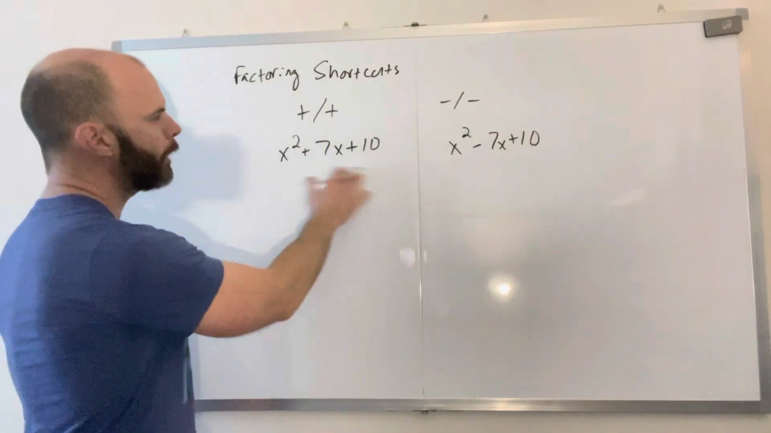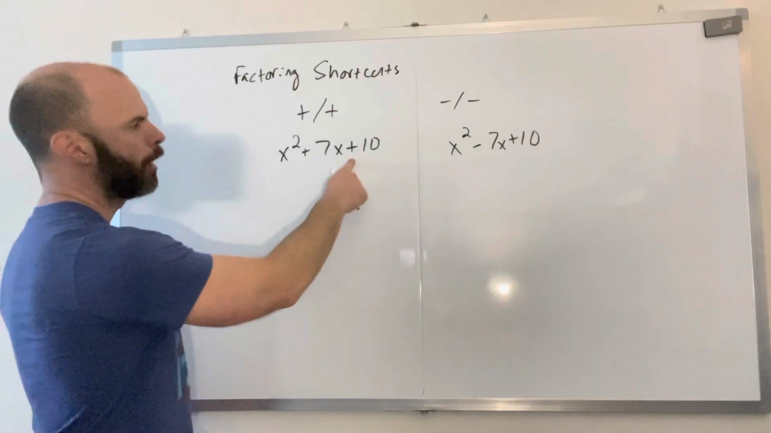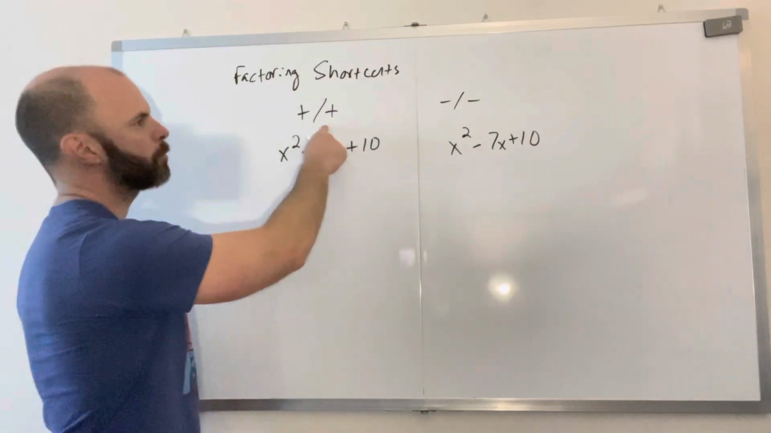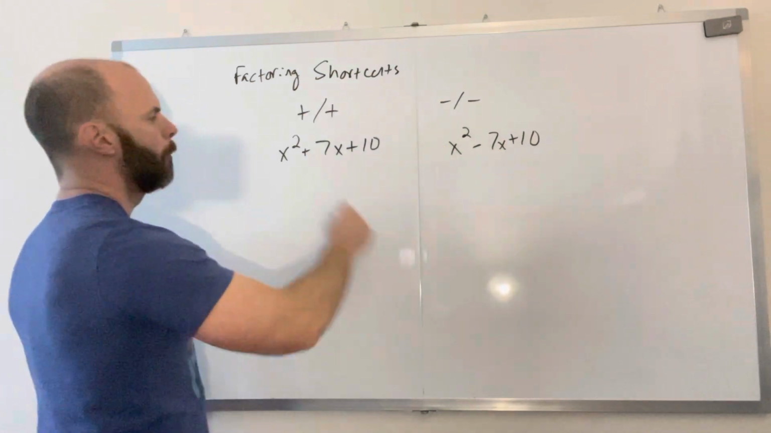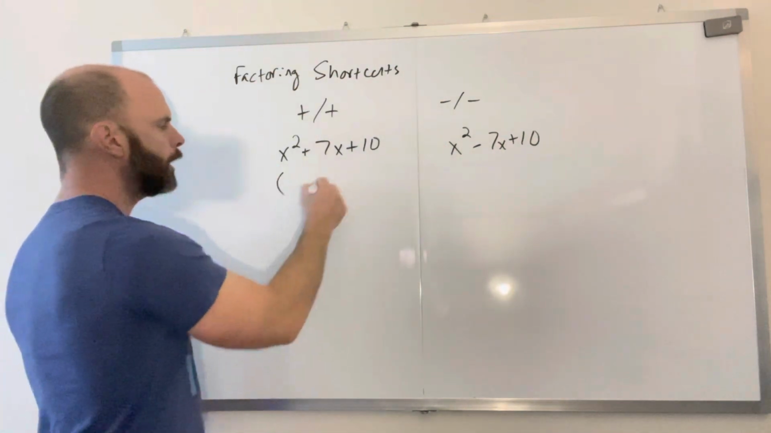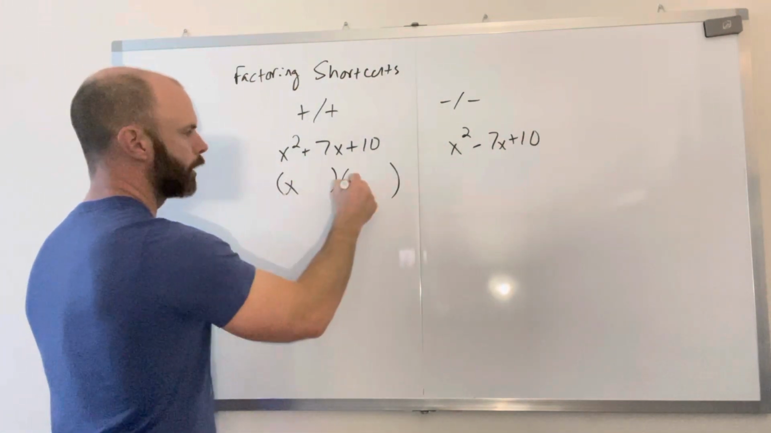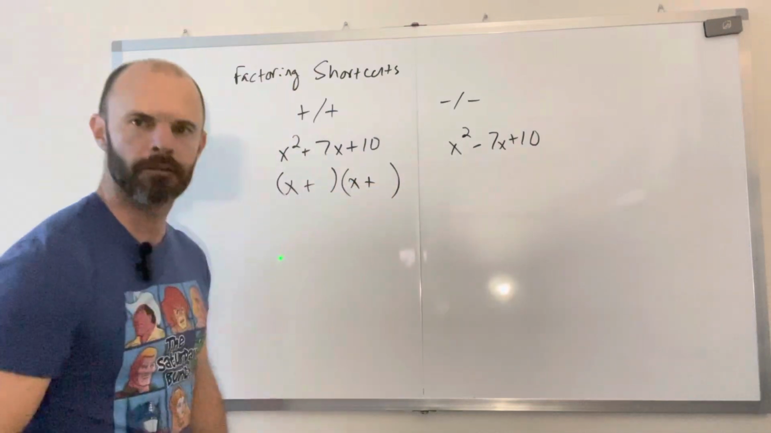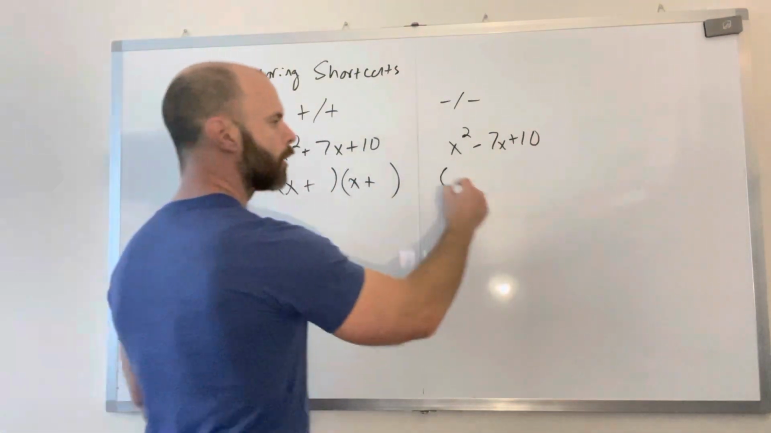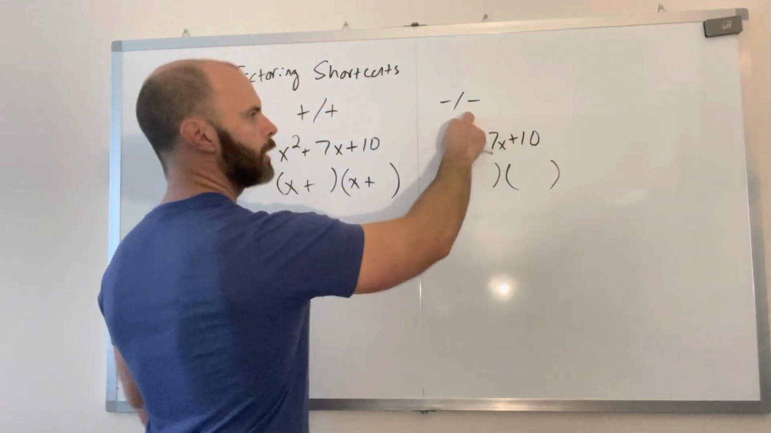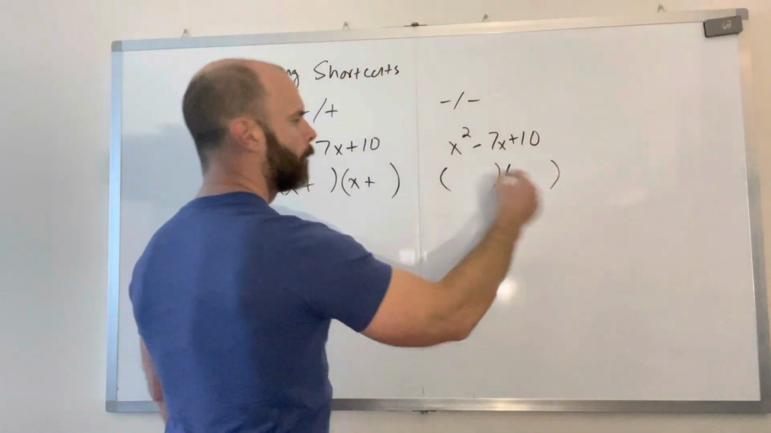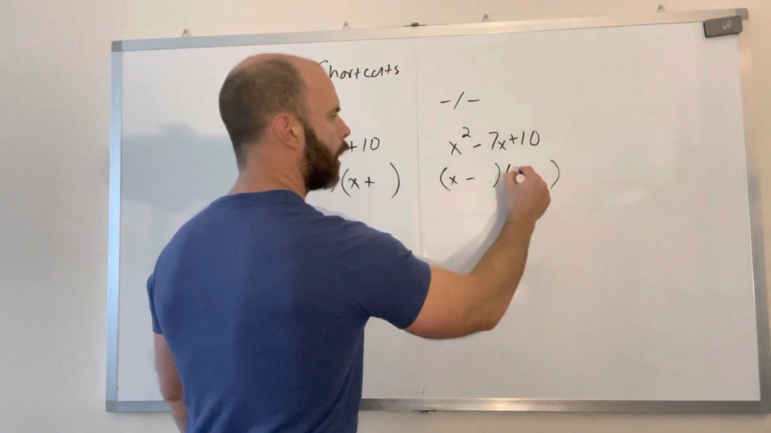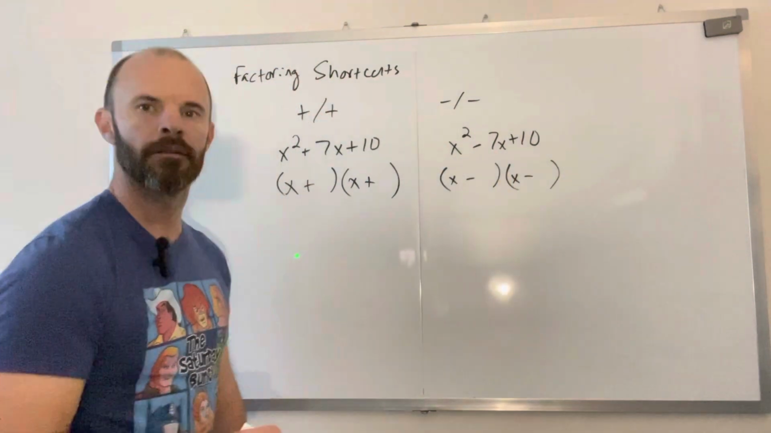So here we have plus plus. And when I see this as a plus, it tells me it's either going to be plus plus or minus minus, okay? Because this is a plus, then I know that when I set up the factoring, it's going to be plus plus, okay? Whereas over here, all right, it's going to be the same signs because that's a plus, but it's going to be minus minus because that's a minus, okay?